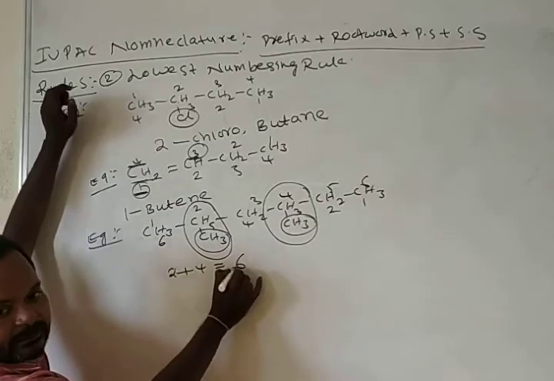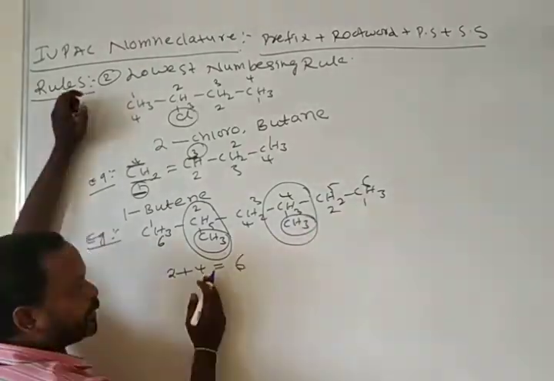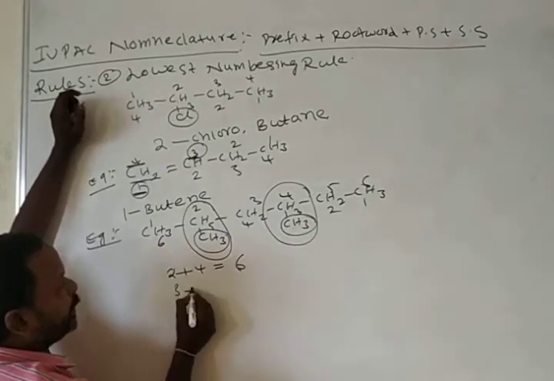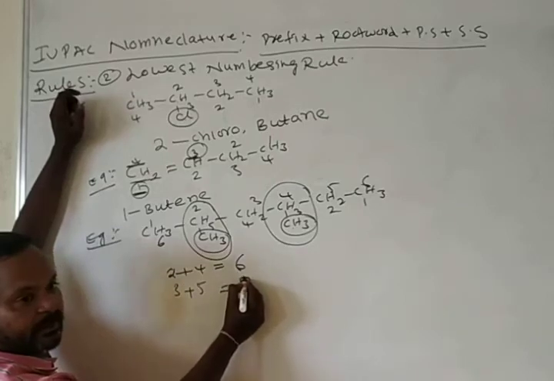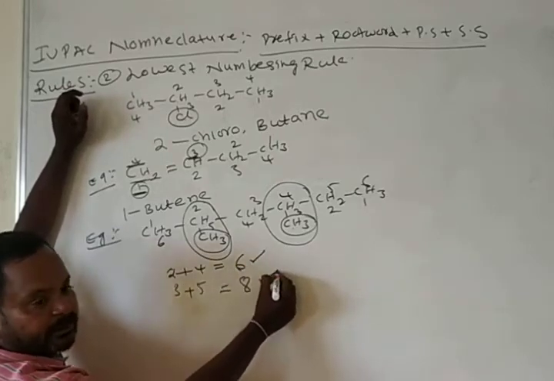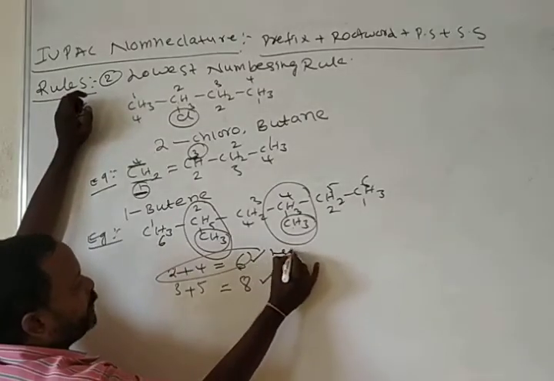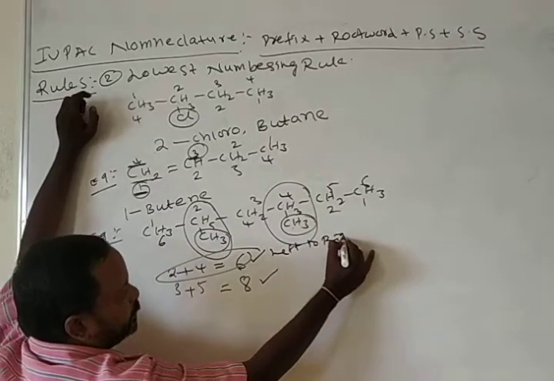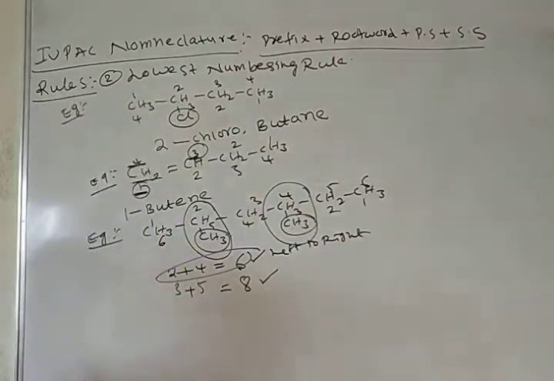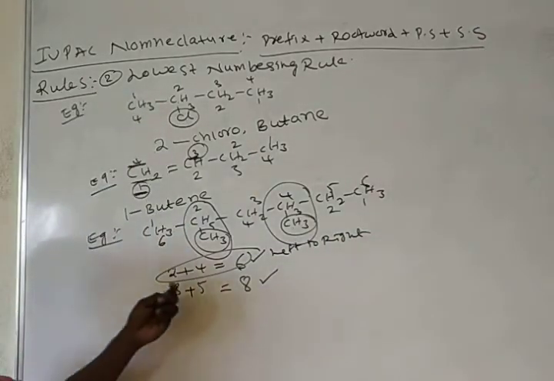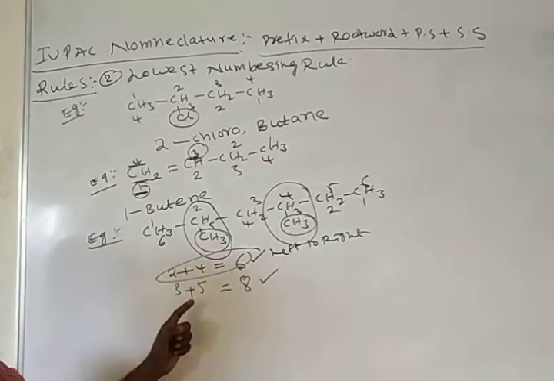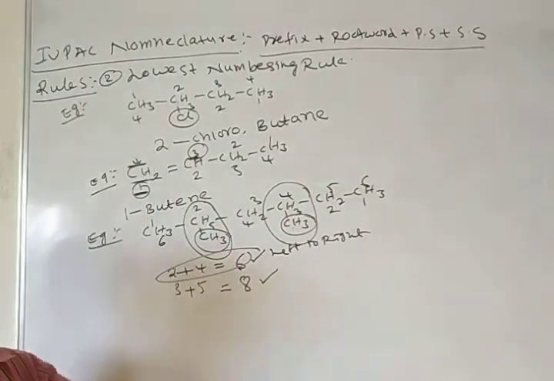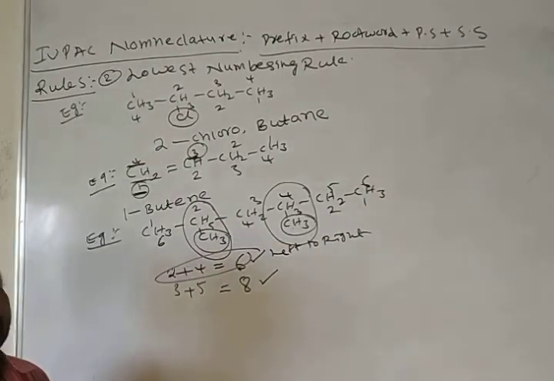Total 6. While giving right to left, this methyl is attached to the third position and the other methyl to the fifth position, total 8. Which is least, 6 or 8? 6 is the least, so follow left to right. If two groups are there, you follow this: sum the positions of those groups left to right and right to left, and whichever is least, follow only that.